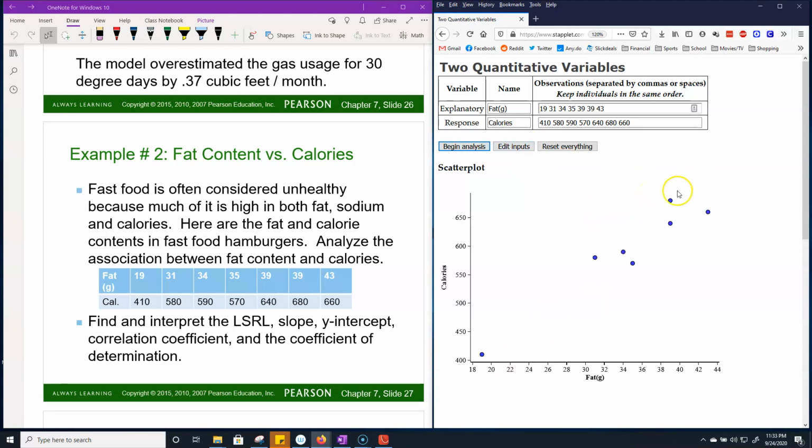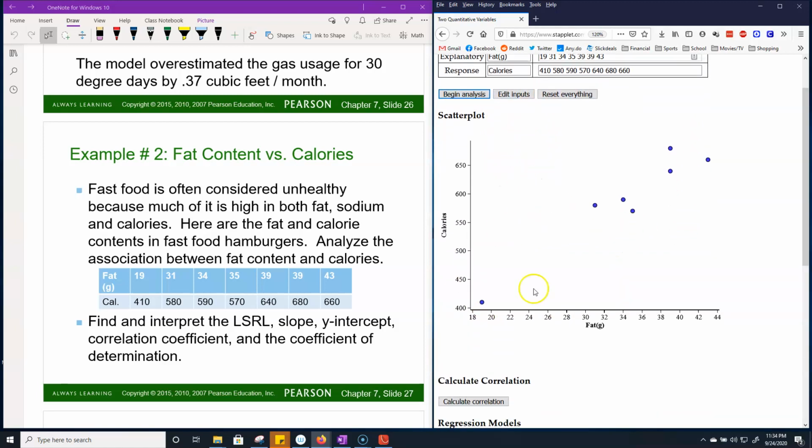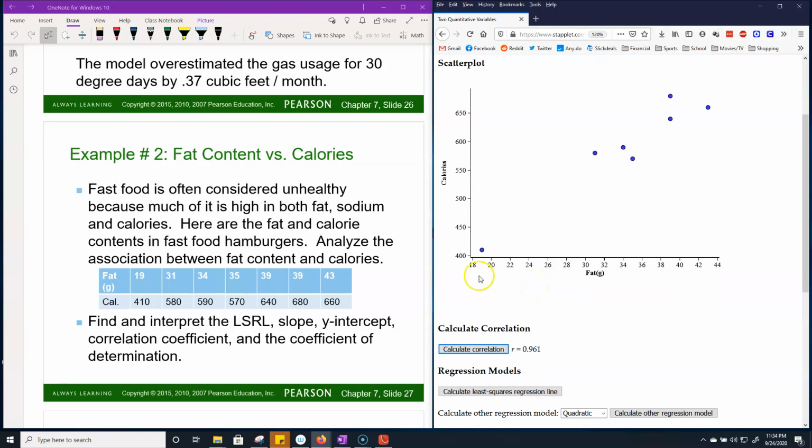And so I've got my graph here. This is my scatter plot. So it looks like a pretty strong positive correlation right here. Now we have a gap in our data because we need some more data between, like, 20 and 28. But it looks like a pretty strong line. And I'm going to go ahead and calculate my correlation. And my correlation is 0.961. That would be my correlation coefficient right there.